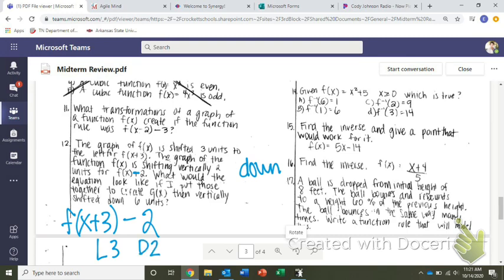If I put those together and I want to create another graph, but I want to go down 6 more units, all I'm doing is adding that negative 6 to make it go down. So that's down 6. So now that would be down a total of 8.